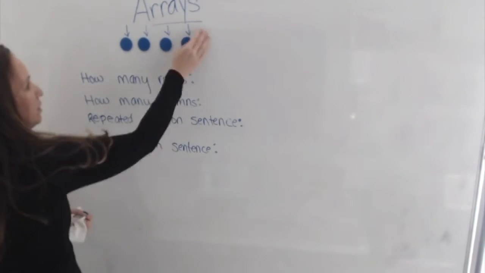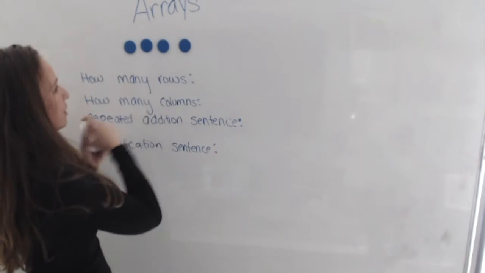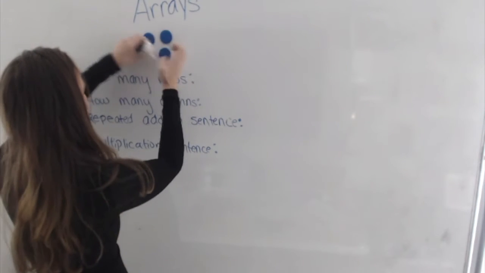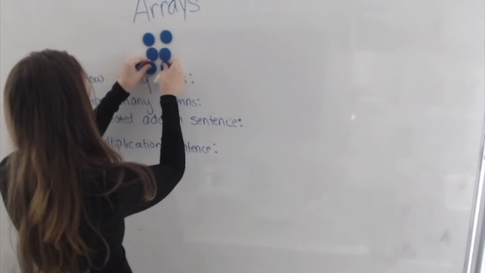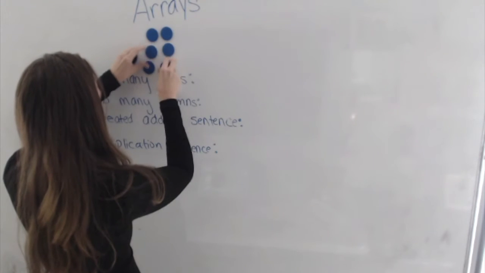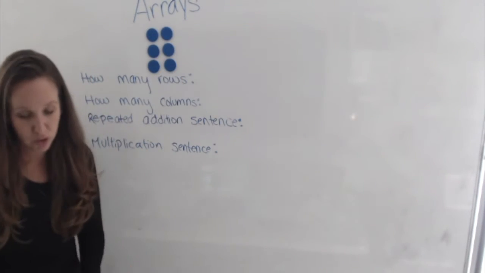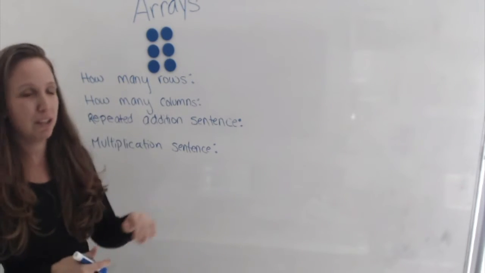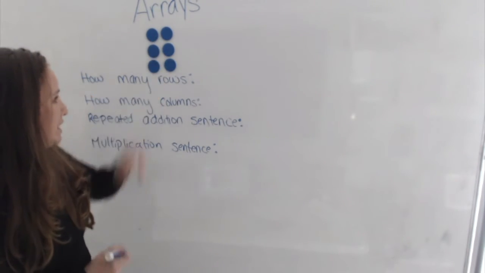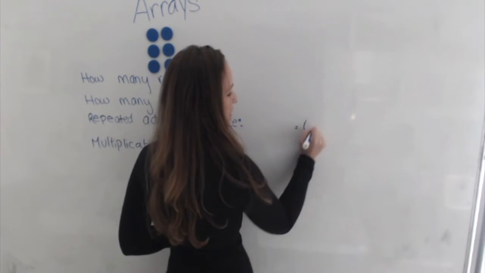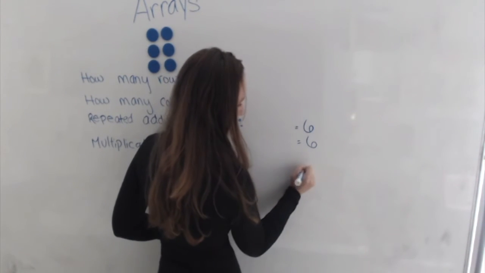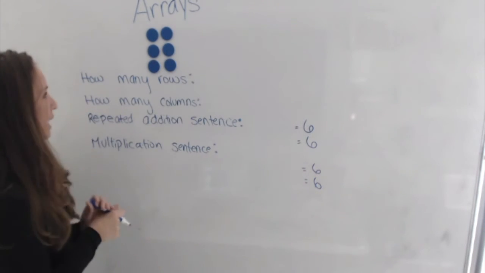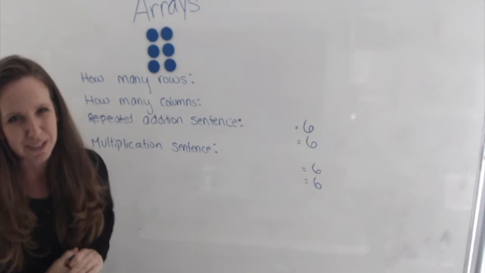Okay. So now we have 2, 2. Can everyone agree how many dots we have here? 1, 2, 3, 4, 5, 6. So we know at the end of our sentences, the answer is 6 for all of our sentences, because that just tells me how many dots we have. Let's do everything else now.